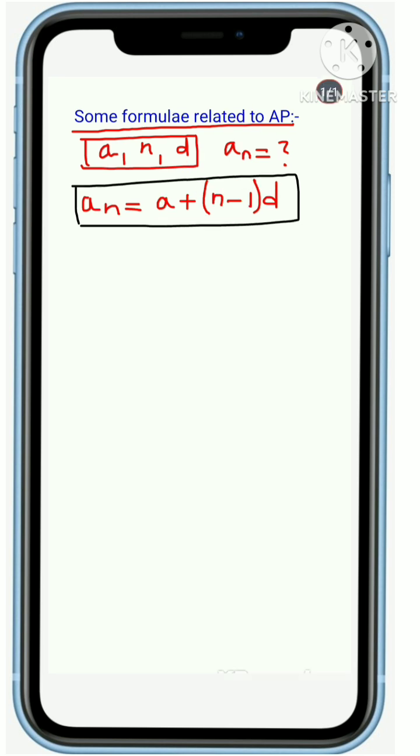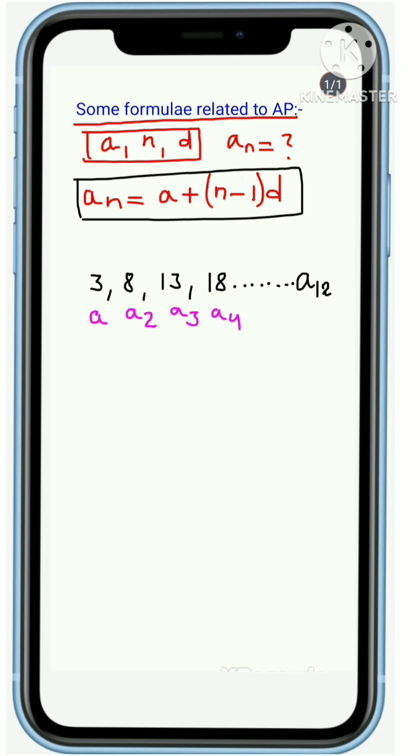Suppose we have an AP like 3, 8, 13, 18, and here 3 is the first term denoted by A, and this is the second term denoted by A2, this is the third term denoted by A3, and this is the fourth term denoted by A4, and this AP continues till the 12th term, that is its last term is A12, right?